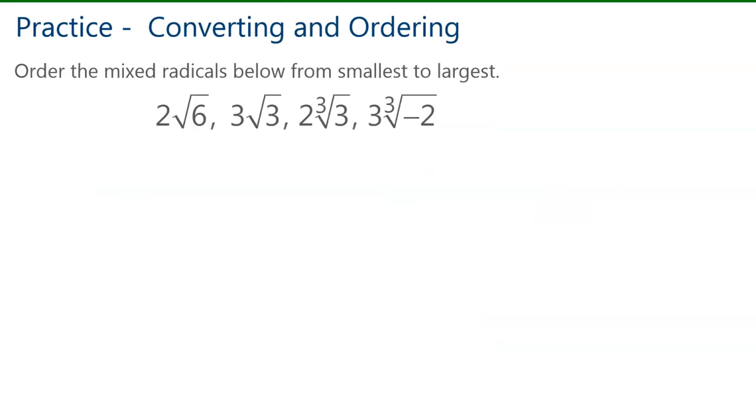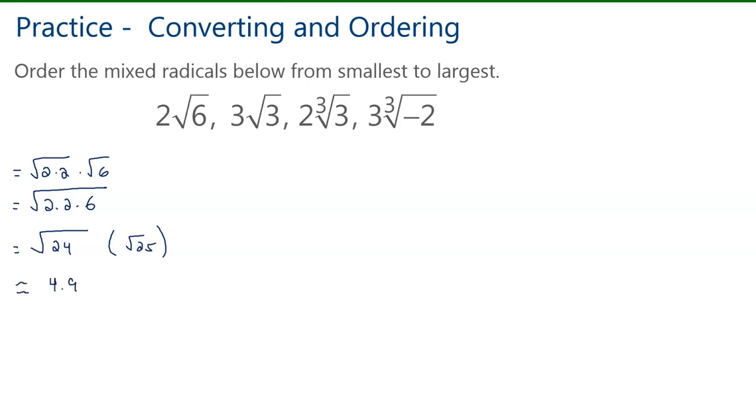Let's order the mixed radicals below from smallest to largest. 2 root 6, 3 root 3, 2 cube root of 3, 3 cube root of -2. Let's look at 2 square root 6. We can rewrite that as the square root of 2 times 2 times the square root of 6, which is the square root of 2 times 2 times 6. This is the square root of 24. 24 is really close to the square root of 25, but a little bit less. So this is around, say, 4.9.